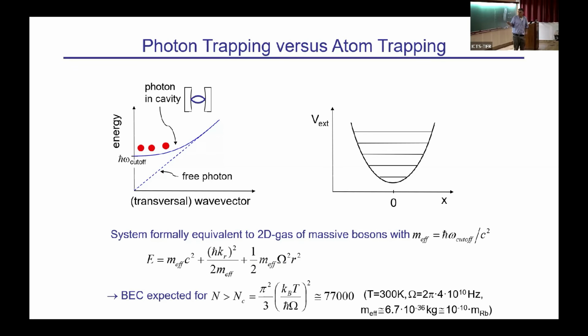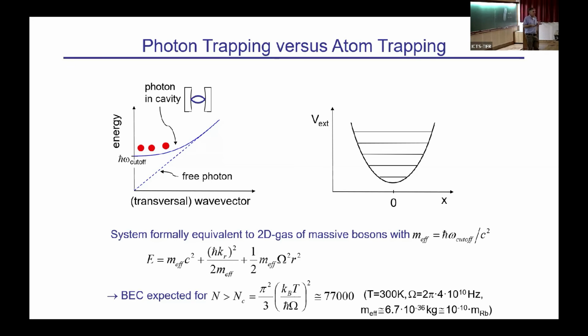Okay, for such a system in thermodynamic equilibrium, one expects Bose-Einstein condensation if the particle number is larger than a critical particle number, which is pi squared divided by 3 times kBT over h bar omega. Omega is the vibrational frequency. And if you put in numbers at room temperature, you arrive at 77,000, which is a reasonable number.